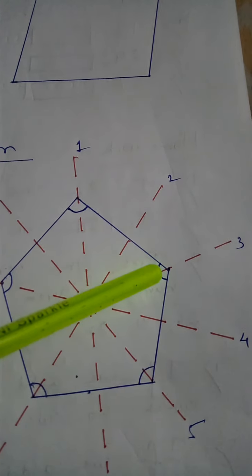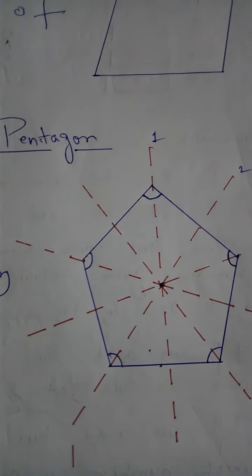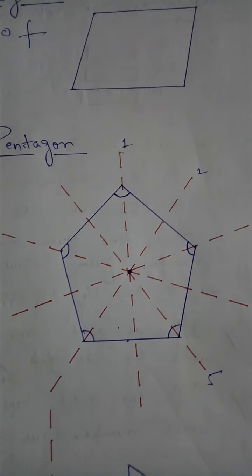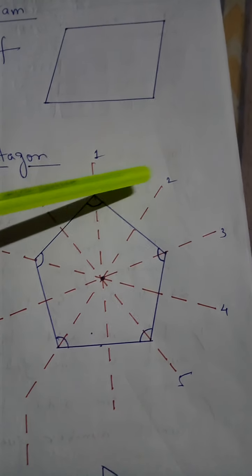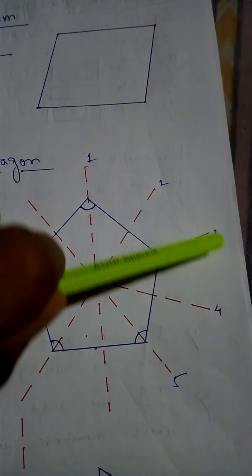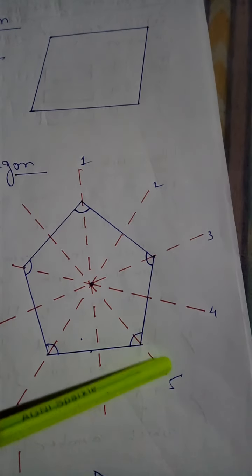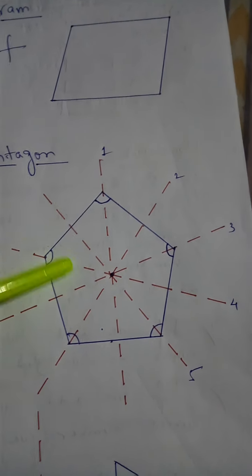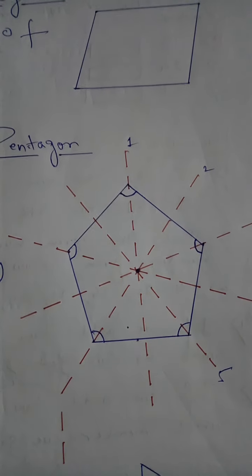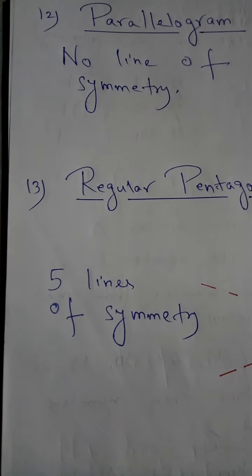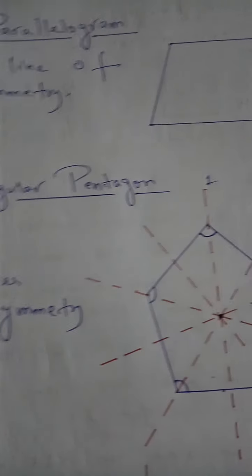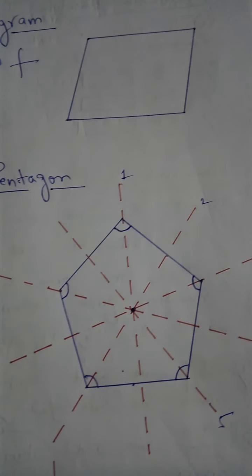So how many lines of symmetry does it have? As you can see, it has 5 lines of symmetry: 1, 2, 3, 4, and 5. This figure is very important. Again, pentagon means five sides, and regular means all sides are equal and all angles are also equal. A regular pentagon has 5 lines of symmetry.